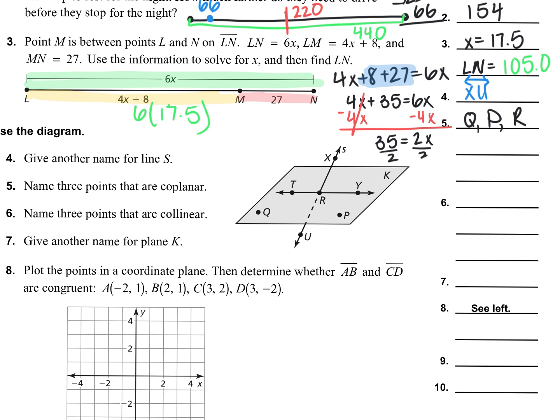If you didn't have Q, P, R, and you chose 3 other different points, as long as it's on the same plane, that's fine. So I could have had T, could have had Y. We said Q, R, P, Y, T. All right, collinear. Collinear means what? Same line. Vocabulary you have to know for your test. So who could give me 3 points that are on the same line? T, R, Y, good. Keep in mind I'm separating my points just by commas.